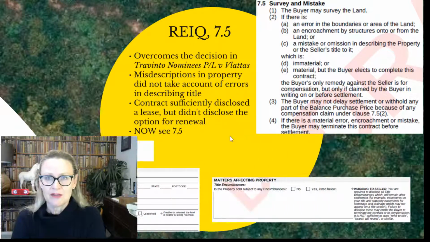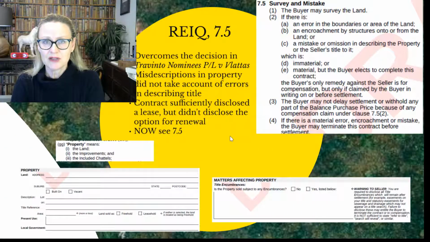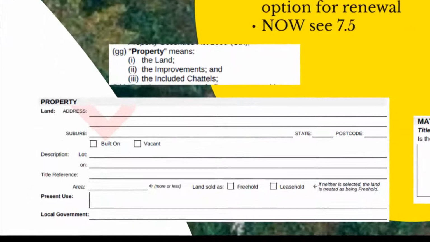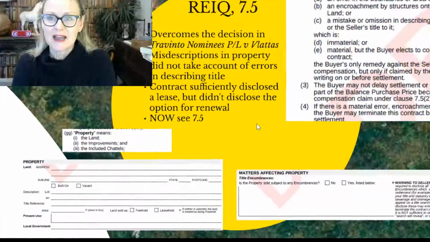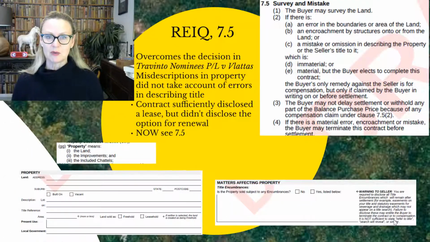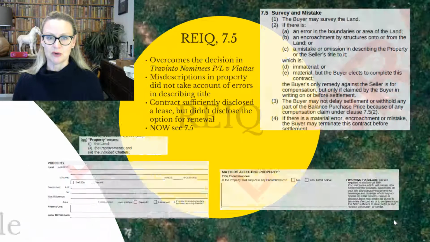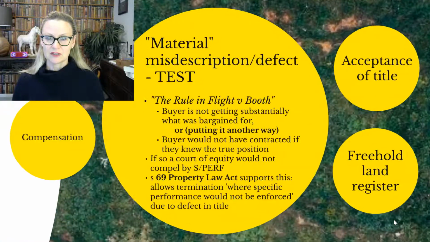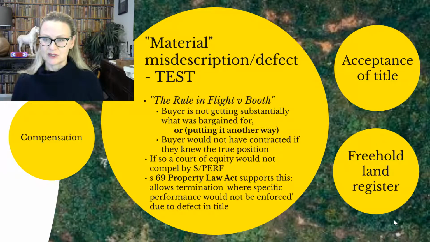So this is how we have the broader 7.5 sub 2 sub C nowadays. You can see that the provision is quite generous in terms of the definitions. So if you flip down, you'll see I've included the definition there from the standard contract of property. Property means not only the land, but also the improvements and any included chattels. So if there is a material misdescription in any of that stuff, then it will trigger off the remedies that are available. Now, this all begs the question, I suppose, what is a material misdescription which will trigger off the right to terminate? And that is the last thing we need to look at here in this little section.